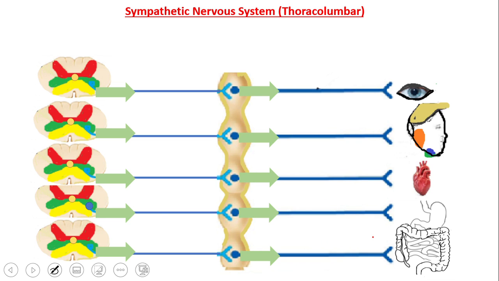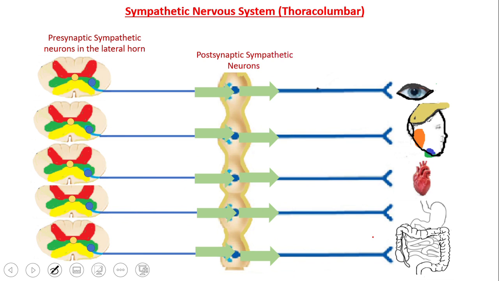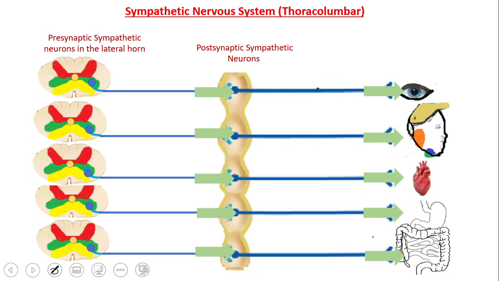The sympathetic nervous system, which is the thoracolumbar system, works during a stressful situation. Here the signal begins from the lateral horn of the thoracic segments, beginning from T1 down to lumbar 2. That's why it is the thoracolumbar system. From the presynaptic sympathetic neurons in the lateral horn, the signal goes to stimulate the postsynaptic sympathetic neurons. They are outside the central nervous system. From the postsynaptic sympathetic neurons, the signal goes to our organs to produce an action that happens during stress.